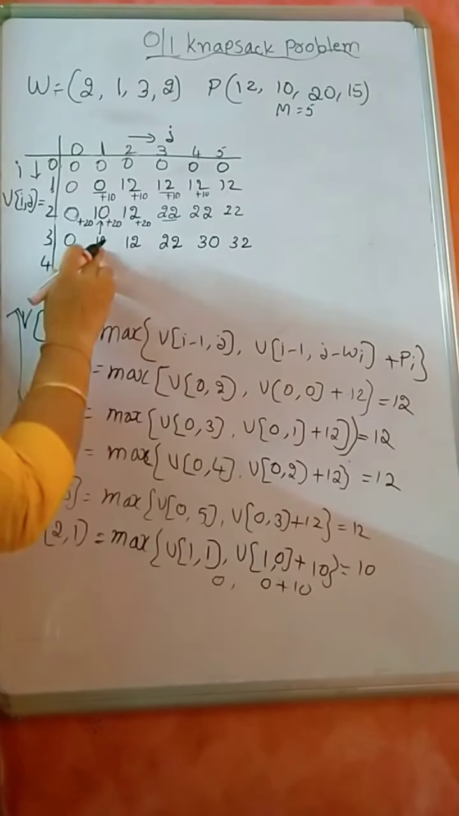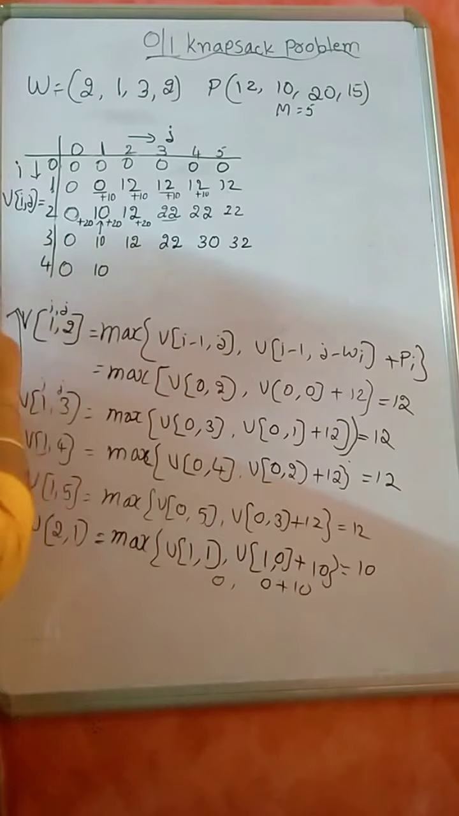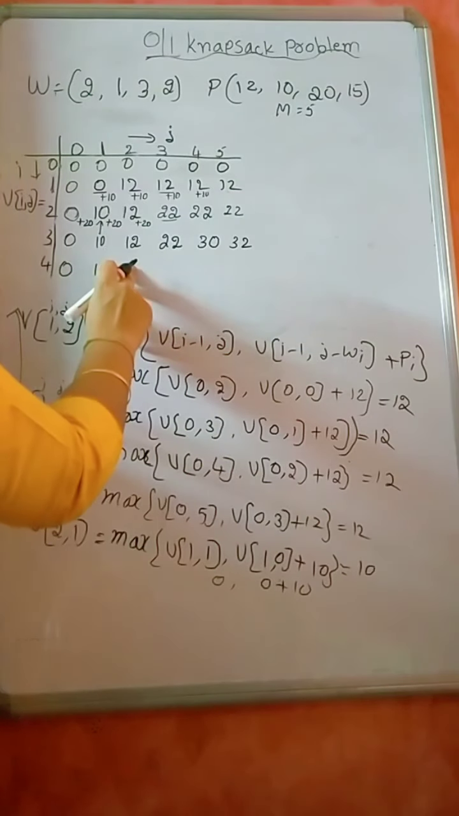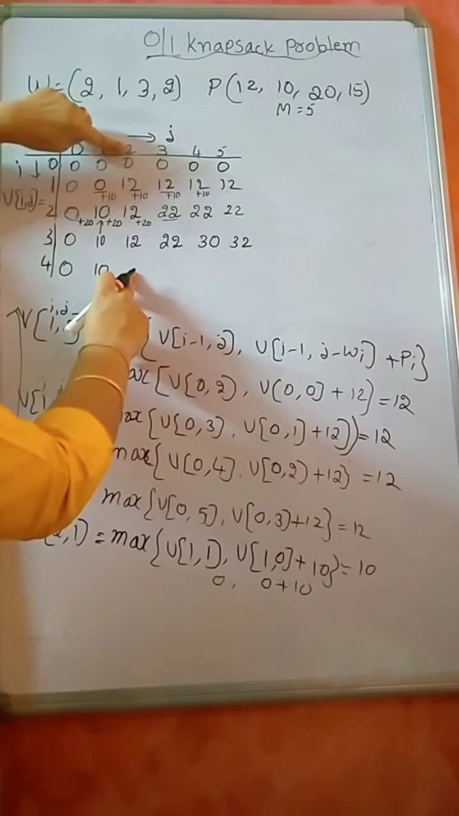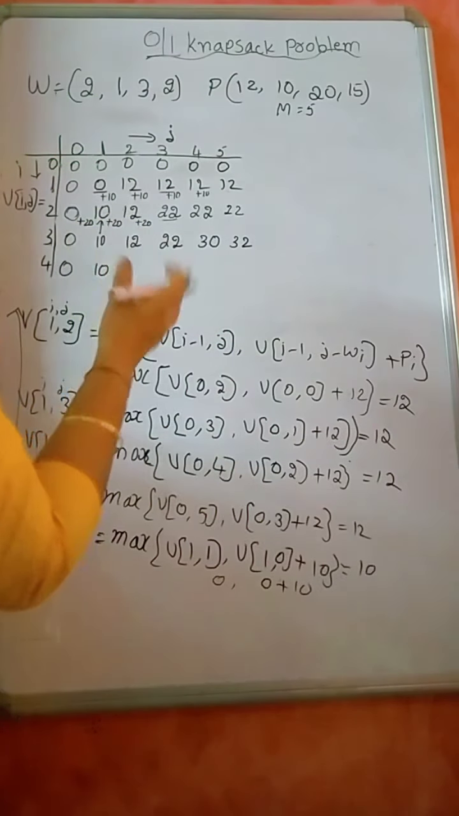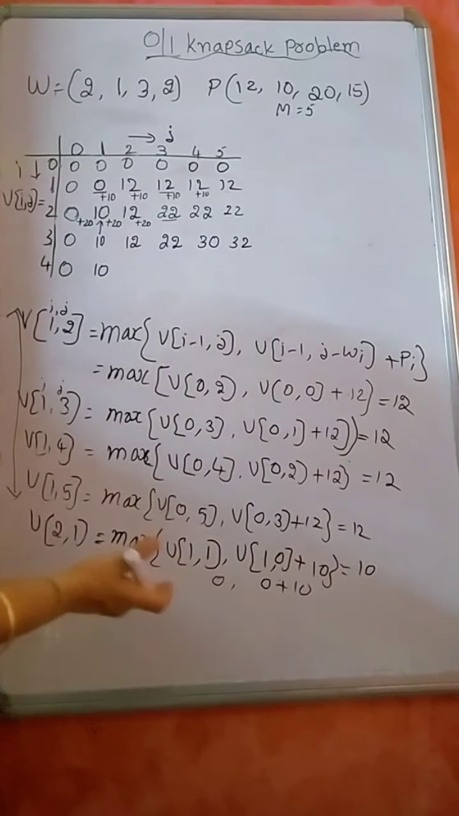No means previous profit. Second case. Previous profit is 10. Now can I insert here? Yes, because the weight of the fourth object is 2 and the remaining capacity is 2, so I can insert. So which case? Third case. Third case means the formula will come.